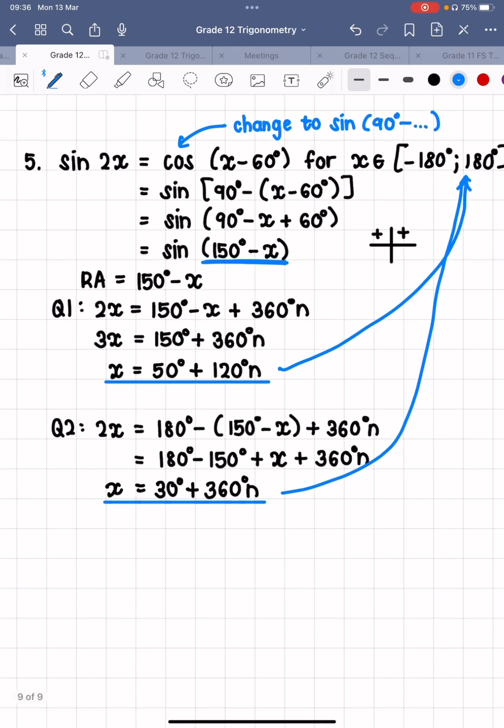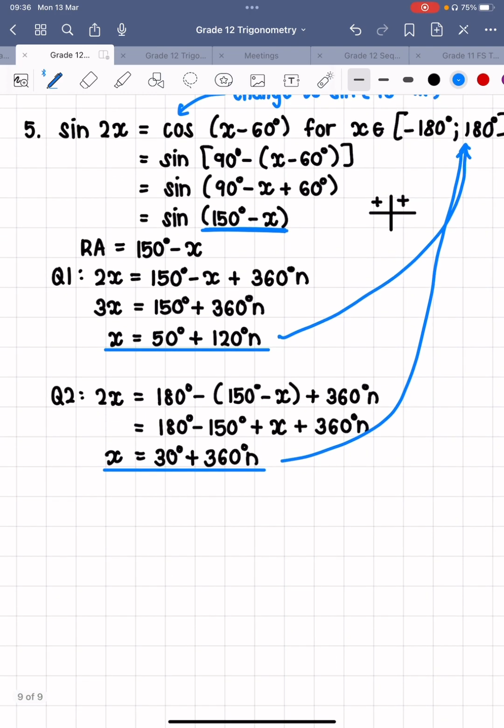Okay, so both of those formulas, I'm going to have to sub in n values to get me those specific solutions. Guys, I want you to do that on your own quickly, please, with your calculator like I showed you. Type in 50 plus 120 with your bracket, sub in n values, and write down all the ones that you get that lie between negative 180 and positive 180.